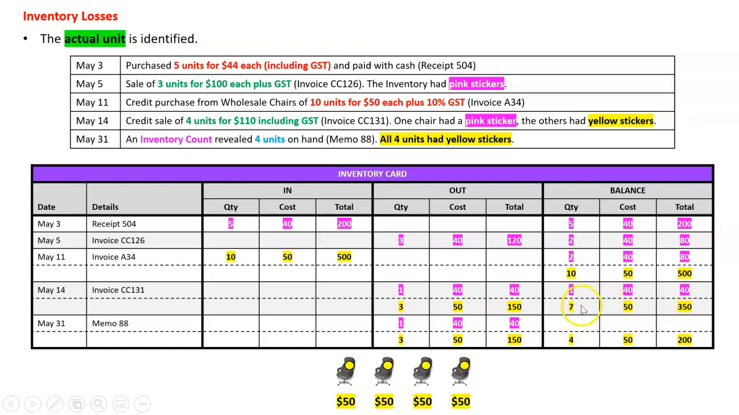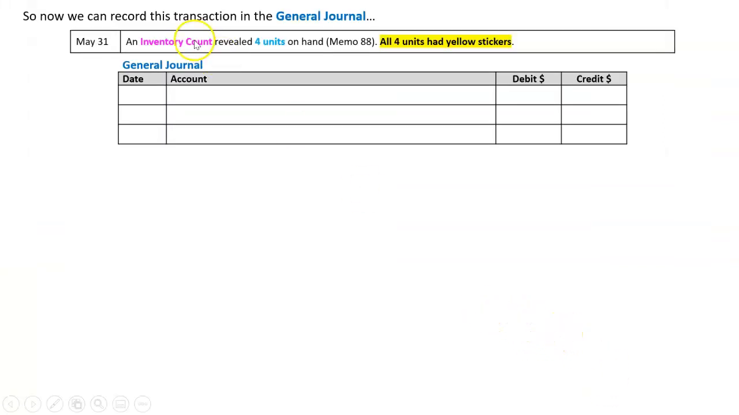We don't write 0, 0, 0. And then I had 7 at $50, the yellow ones. Well, 3 are gone, so that leaves me with 4, and that matches what the inventory count revealed. So it's all good. Why am I doing this? So I can do my general journal.